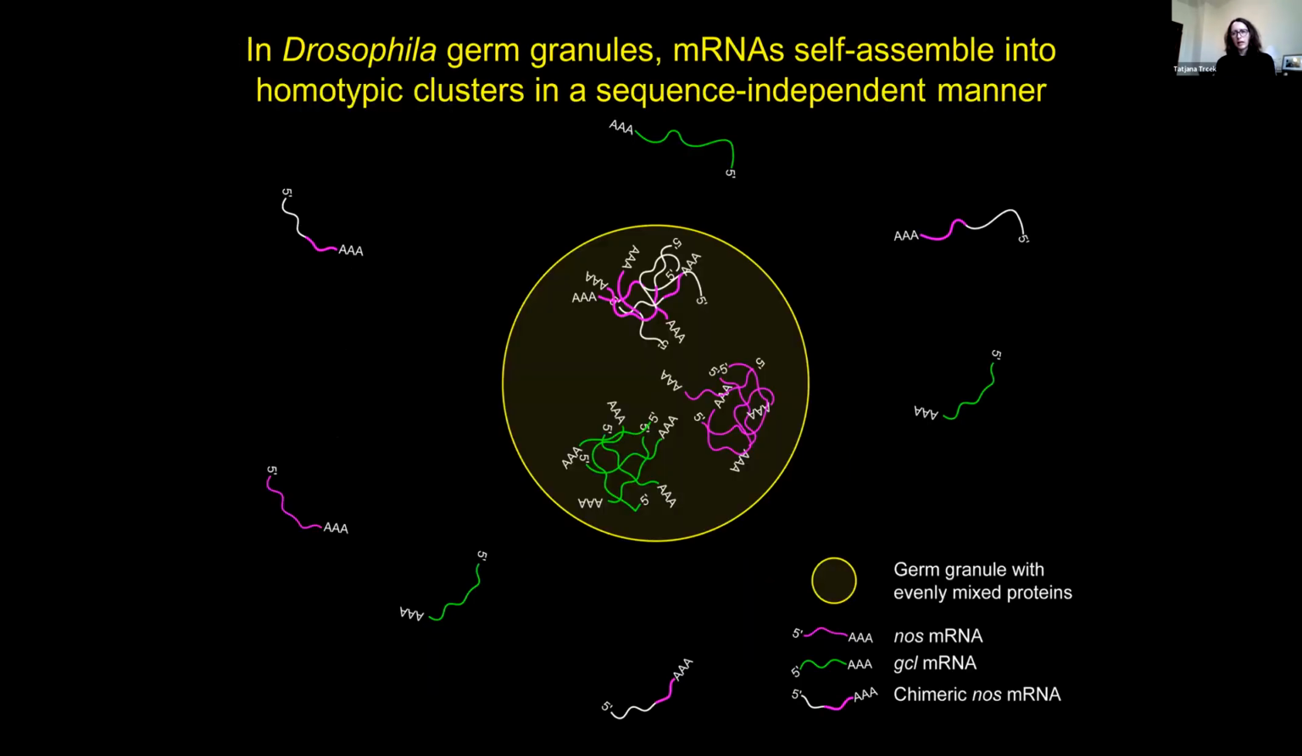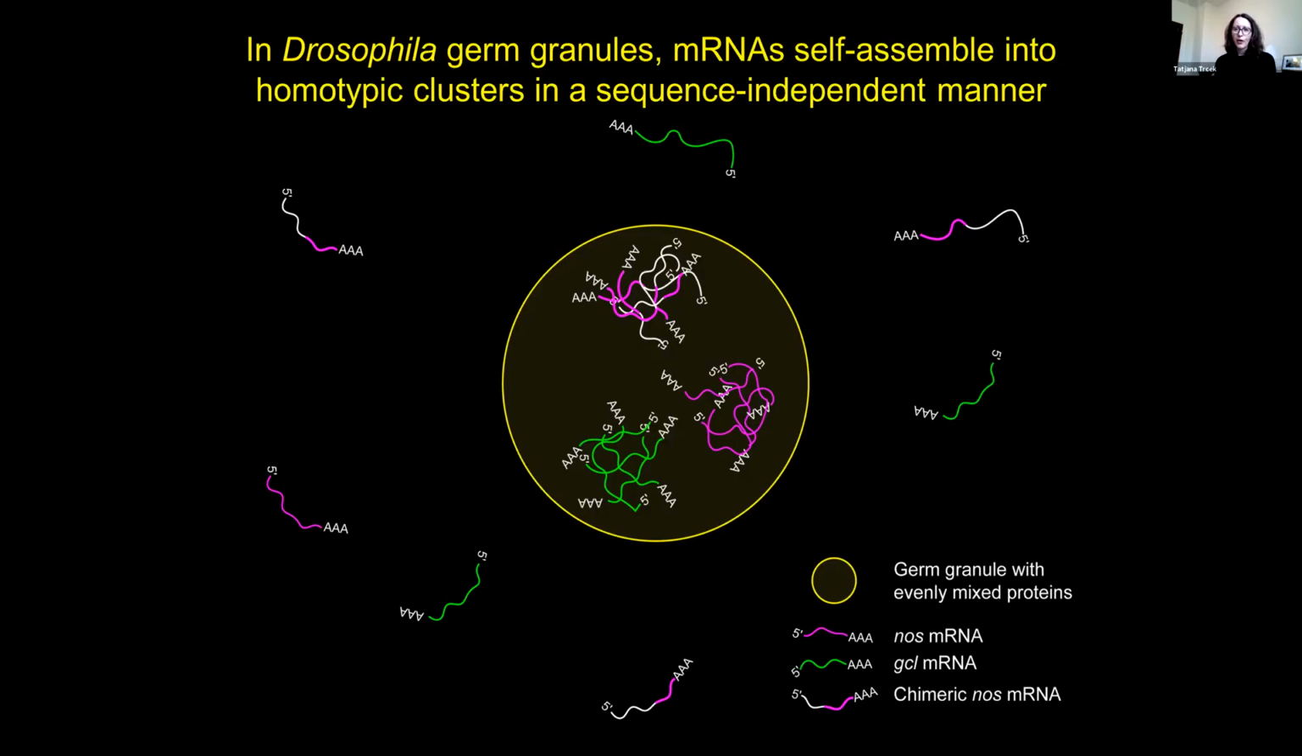So the data that I've showed you really suggest the following model, and that is that upon their enrichment to germ granules, mRNAs form homotypic clusters, and they do so in a sequence-independent manner, but in a highly transcript-specific manner, in such a way that these RNAs are able to distinguish between foreign RNA, such as nanos and GCL, as well as near cognate RNA, such as nanos and its derivatives.